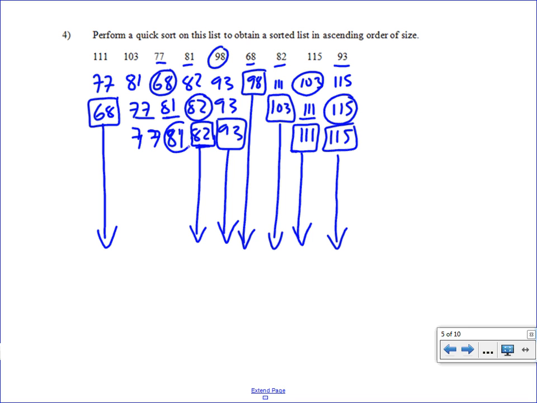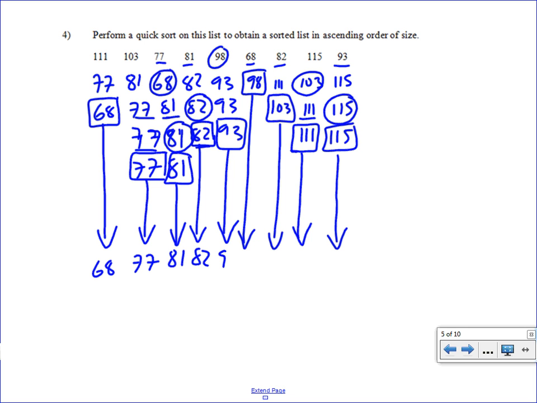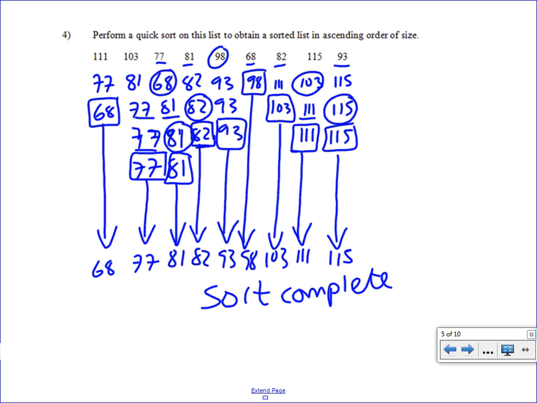So the pivot is the one to the right. 77 is smaller. That's the only one smaller. 77 goes on the left. 81 goes on the right and is now fixed. 77 is now a sublist of 1. So that one's now fixed. So the list in order: 68, 77, 81, 82, 93, 98, 103, 111 and 115. And then we must remember: sort complete.